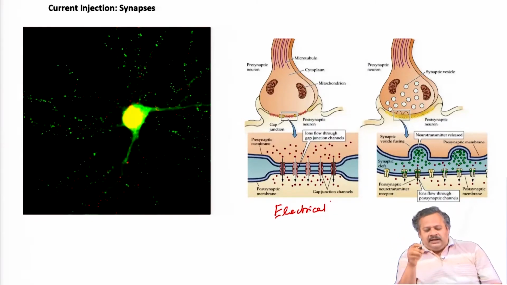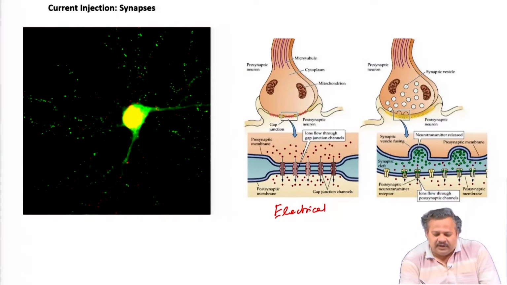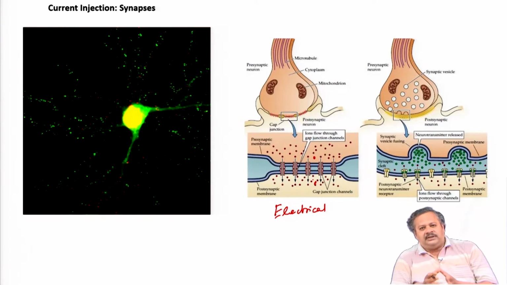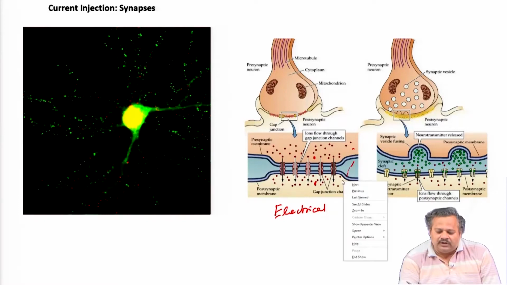And these electrical synapses are required for synchronization of activity. As you can see, the potential here and the potential here will try to be the same, and as we have said, the membrane potential is the measure of activity. So what this will do is synchronize the activity in the two neurons that are connected through gap junctions.